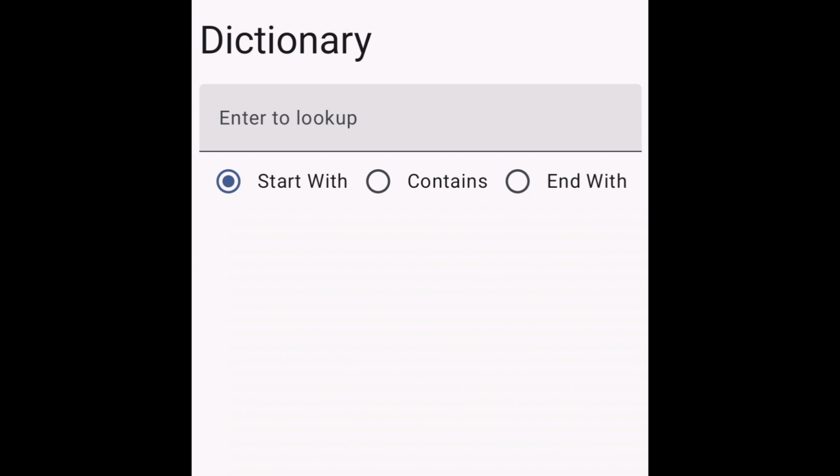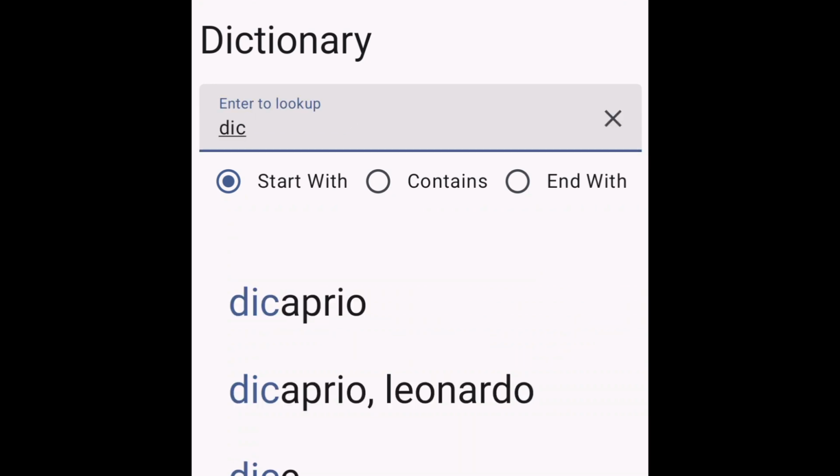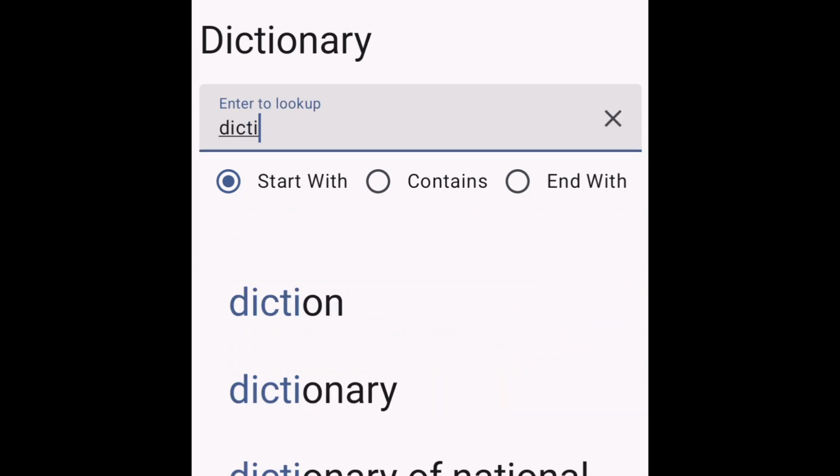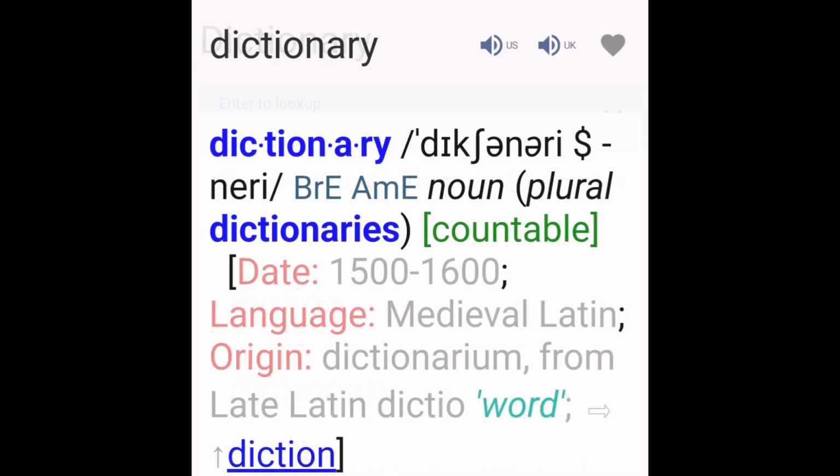Let's take the word dictionary as an example. Can you recognize which syllable is stressed? As you can see, the stress is on dic, so we pronounce dic louder and longer. Dictionary. Why is stress important? Because it helps students improve their pronunciation, understand words more clearly, and sound more natural in English. By mastering word stress, students can develop a better accent and sound more like native speakers.